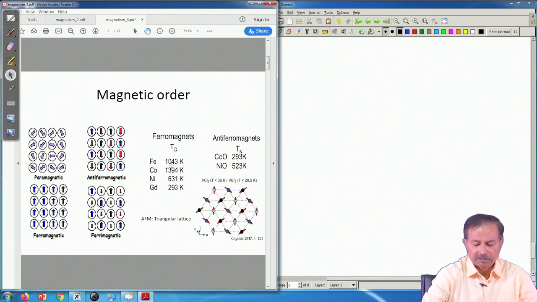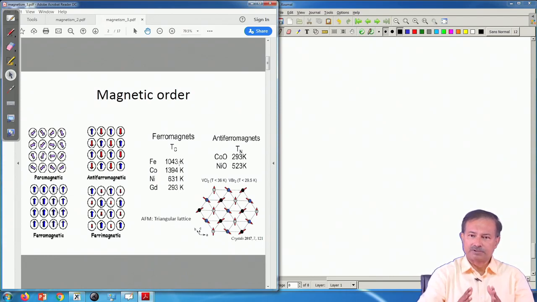Cobalt has even higher, 1394 degree Kelvin. So, it is more than 1100 degree centigrade. These tell you that there is a large energy scale, fairly large, thousands of degrees, at least 1000 degree in iron and cobalt, that forces the spins to align. So, the scale of energy that the temperature has to overcome to misalign them is about 1000 degree. That means, the scale of energy that aligns them is about 1000 degree.